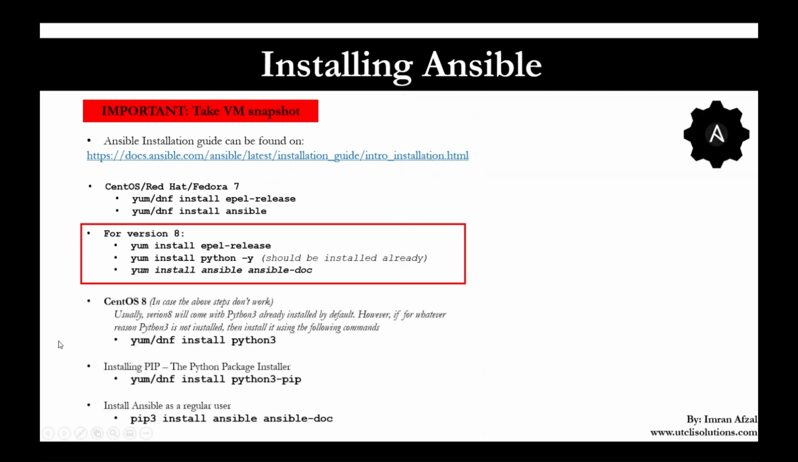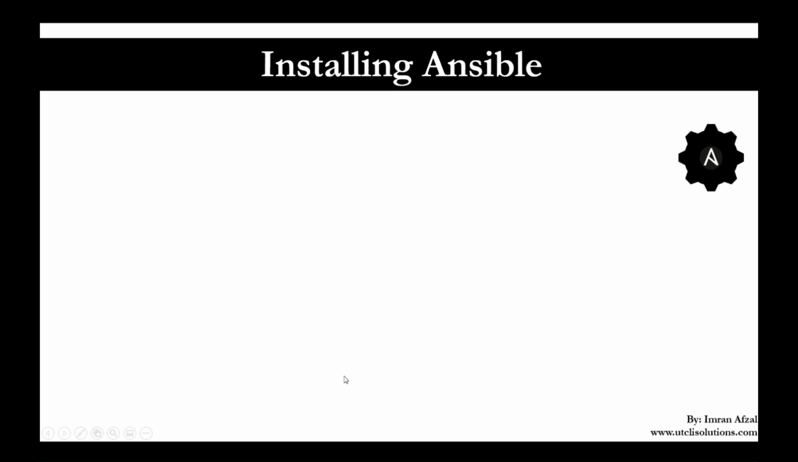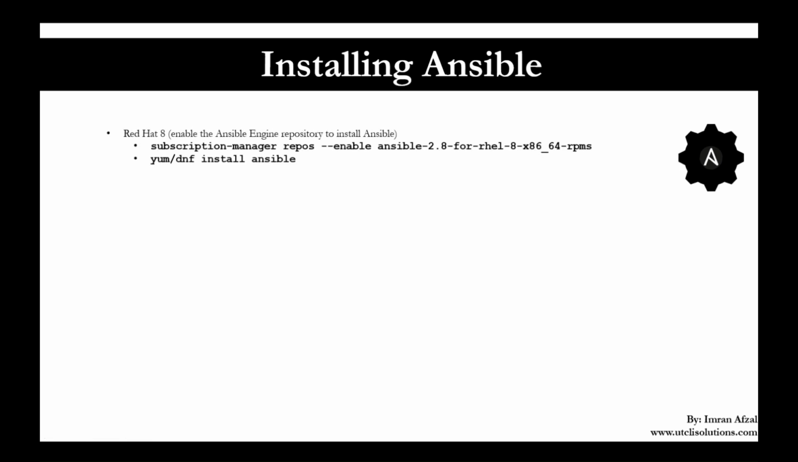The next thing is, if you are using CentOS 8 and the above steps don't work, then follow these steps. Usually version 8 will come with Python 3. If it's not, then you follow these steps: yum install python3, and then use the Python package installer to install Ansible, which is pip3 install ansible. All right, moving on. If you're using Red Hat 8 and the above steps that we followed did not work, then you have to enable the Ansible engine repository to install Ansible. For that, you will run the command subscription-manager repos --enable with the Ansible repositories, and then install Ansible.